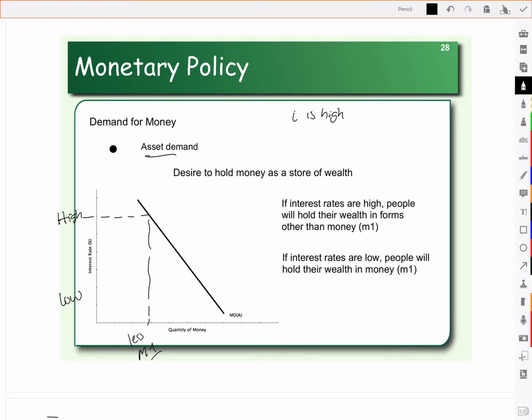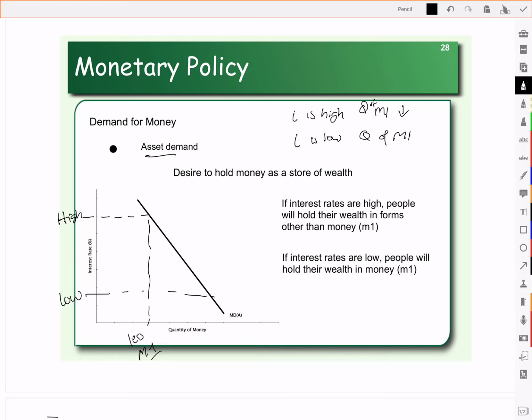If interest rates are low, so let's just write this down. When interest rate is high, the quantity of M1 goes down. And when interest rates are low, what happens to the quantity of M1 that you want to hold? Well, if interest rates are low, so your money that you put into M2 or M3 are not earning you much of a return, then you might as well turn it into cash and spend it.